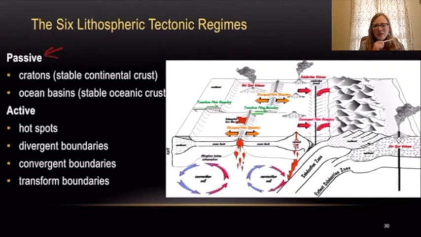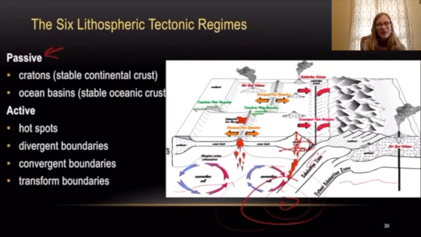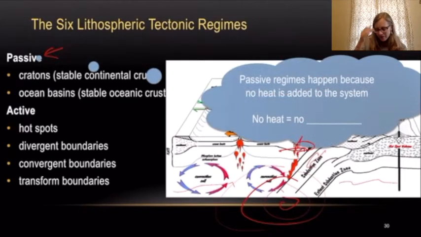What else would we expect to find? If we have movement, rock moving against rock, what else do we expect to find happening when rock goes underneath rock? We expect melting and volcanoes, but we also expect earthquakes, right? The Earth's going to shake. There's going to be friction and release, and that will cause an earthquake. Great. All right, so no passive regime happened because no heat's being added. If there's no heat, there will be no movement.